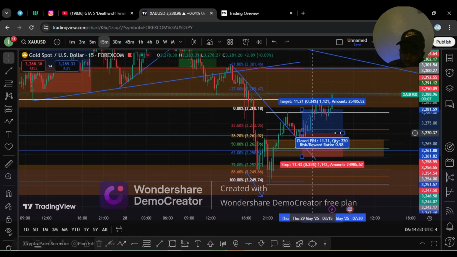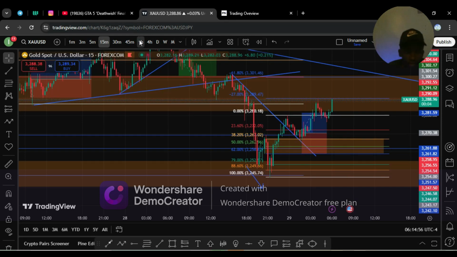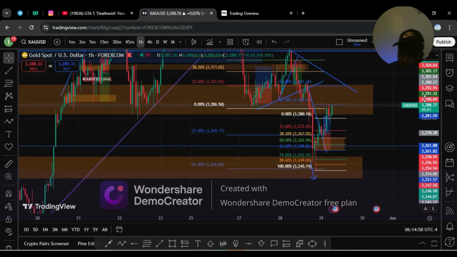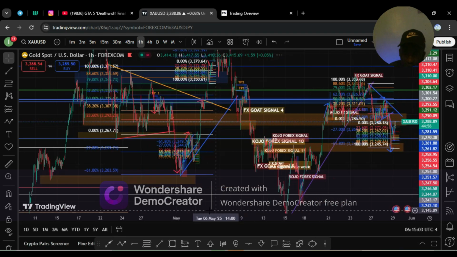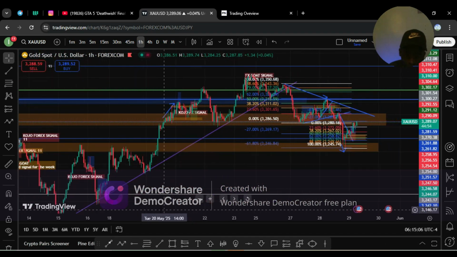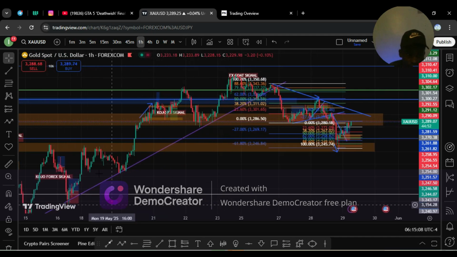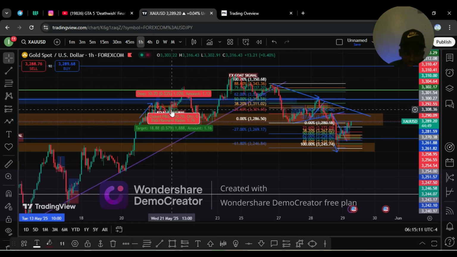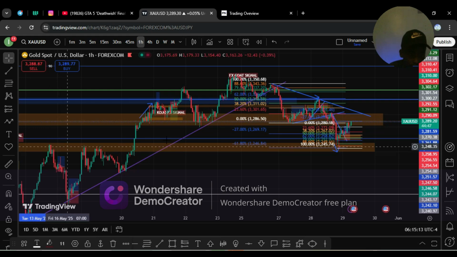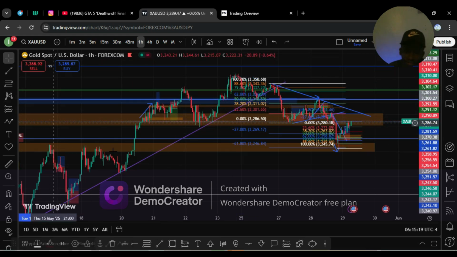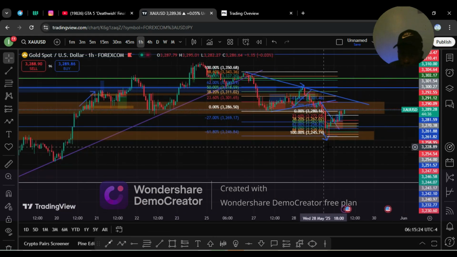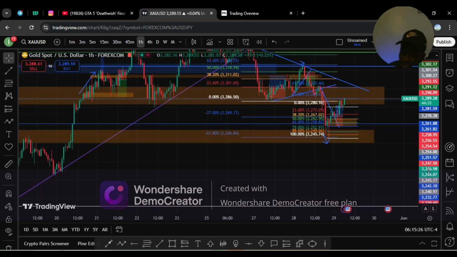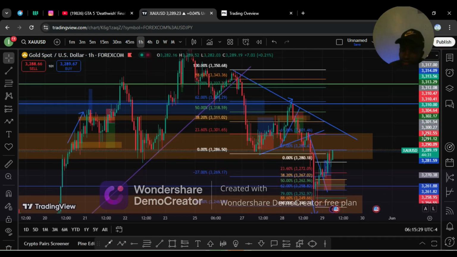So yeah, let me tell you why I entered that gold buys. As you can see on the 1 hour time frame, guys, I normally trade mostly on the 1 hour time frame. You can see this support and resistance. Normally I call it a supply and demand zone, and price had also touched the supply and demand zone.